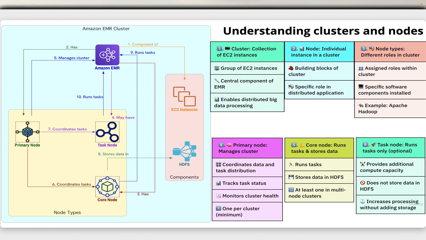Next, task node, which runs tasks only, and this is an optional node. Task nodes are optional components in an EMR cluster. They are designed to run tasks but do not store data in HDFS. Task nodes provide additional compute capacity to the cluster without increasing storage.